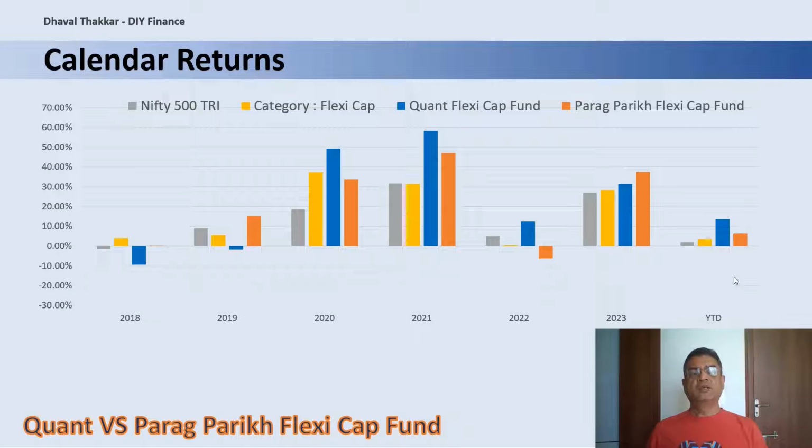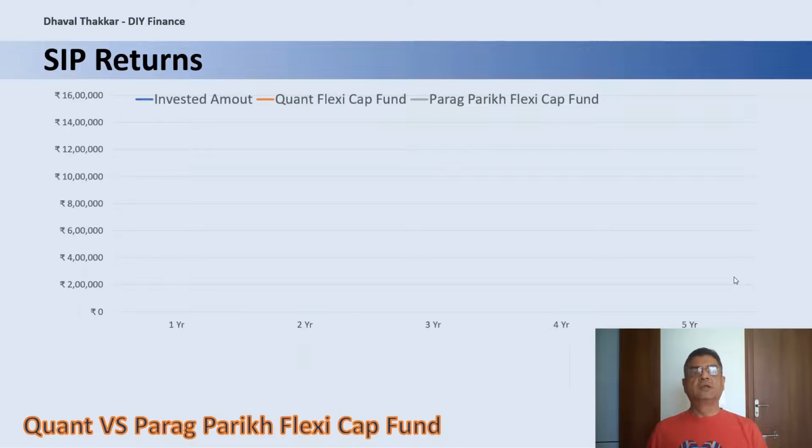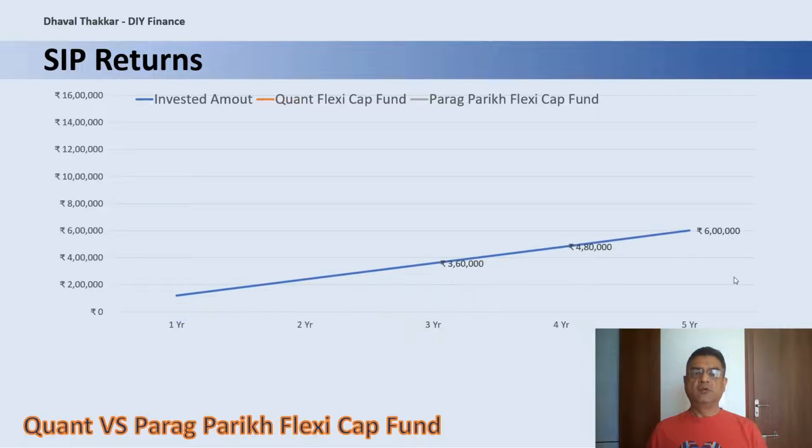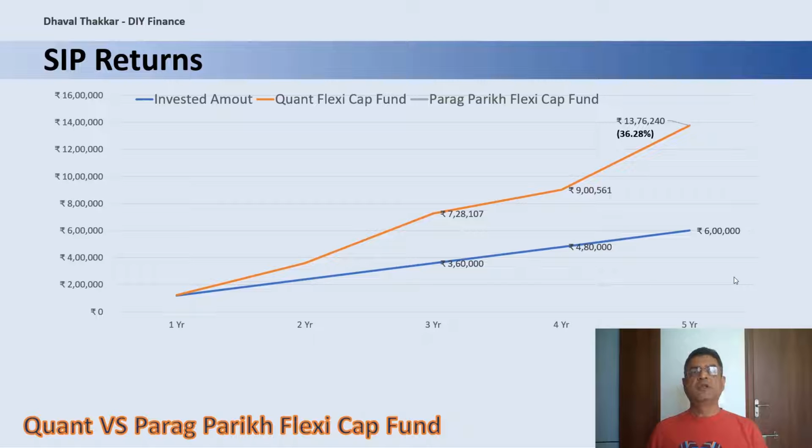Now let's also check the SIP returns before checking the rolling returns. Here we have taken a monthly SIP of 10,000 rupees for 5 years. Hence, the invested amount after 5 years would be 6 lakhs. Whereas, the total corpus of Quant Flexi Cap Fund would be rupees 13,76,000, which translates to 36.28% annualized return. Whereas, for Parag Parikh Flexi Cap Fund, it would be 10,95,000, which is 25.76% annualized returns. Here also, the performance of Quant Flexi Cap Fund is better than that of Parag Parikh Fund.